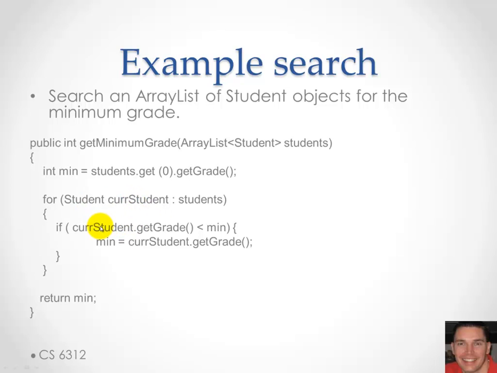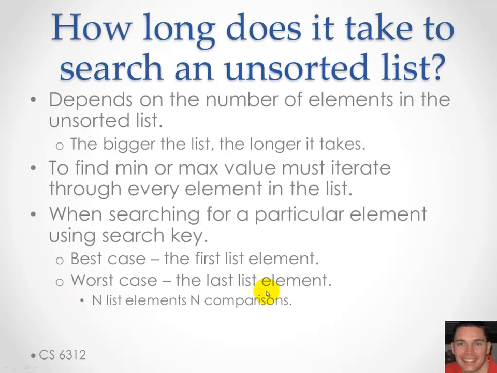What I do then is for each student, I get its grade, and then I see if its grade is less than the current min. If it is, then I'm going to update the current min. So that's our update during our iteration. Then once I have iterated through the entire list, once I drop out, I return the result. How long does it take to search an unsorted list?